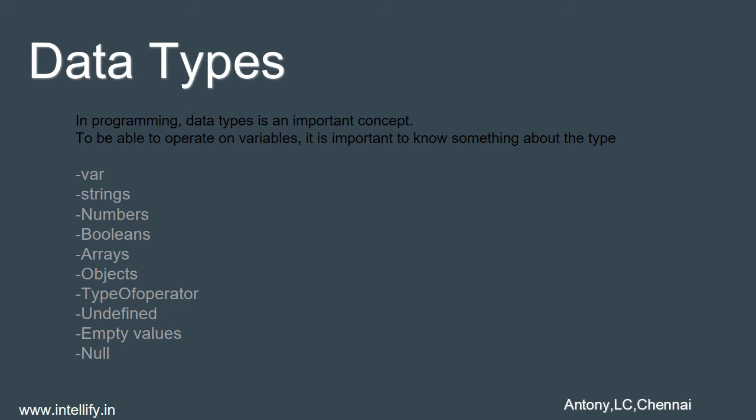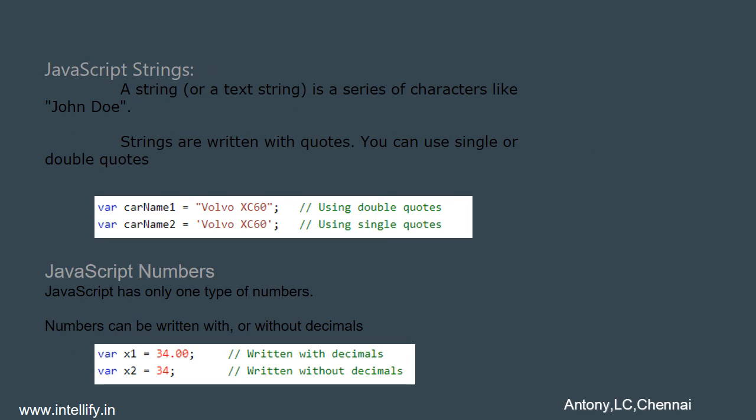So let us see what data types are in JavaScript. In programming, data types are an important concept to be able to operate on variables. It is important to know what type of data they are entering. There are different types of data types in JavaScript. For example, variable, string, numbers, null, empty values, typeof operator, undefined, object, arrays, etc. We will see in detail what these data types are all about, and where they are used.